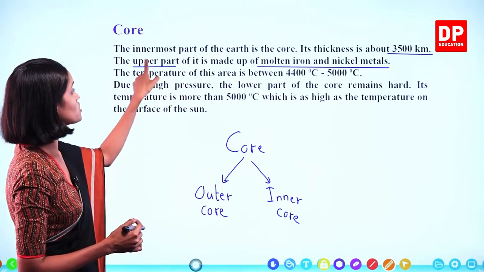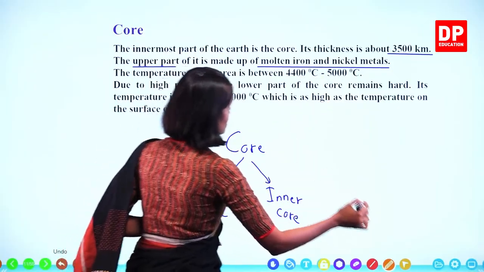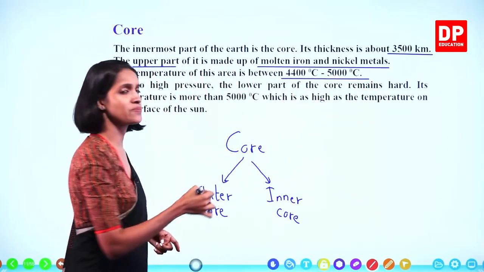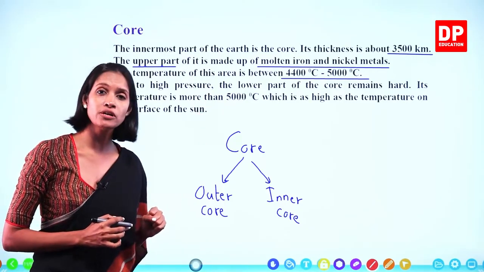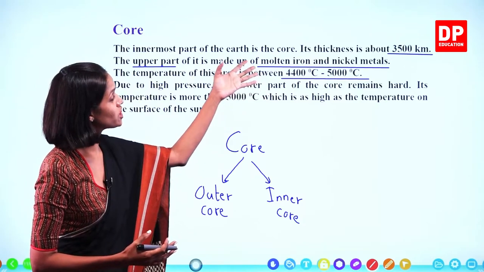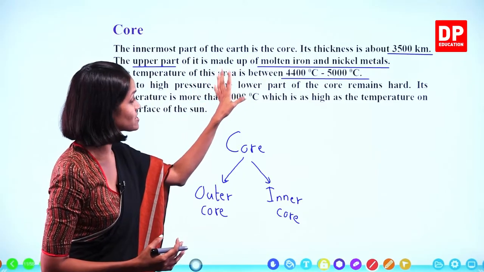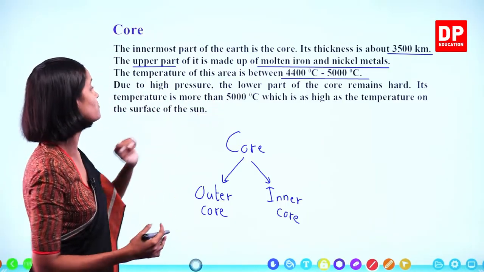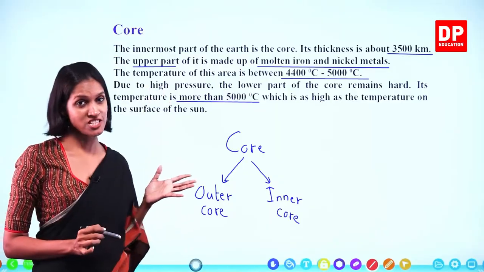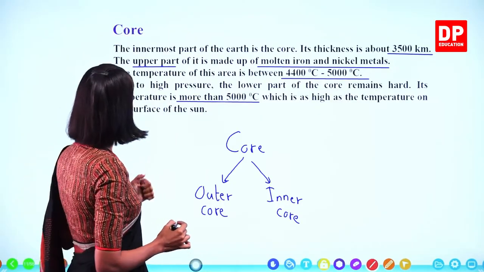So the temperature of this area, the upper part or outer core area, is between 4,400 degrees Celsius and 5,000 degrees Celsius. Do you remember what is the boiling temperature of water? It's only 100 degrees Celsius. So for us, that is also too high. You all can imagine how high this temperature is. Right, children? So due to high pressure, the lower part of the core remains hard. Its temperature is more than 5,000 degrees Celsius, which is as high as the temperature on the surface of the sun. Which means extremely high temperature. Okay, children? We'll move on to the next.